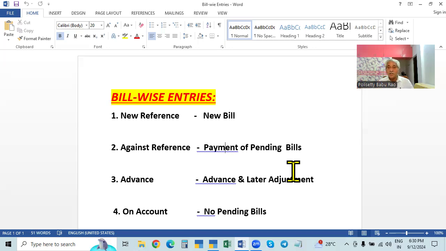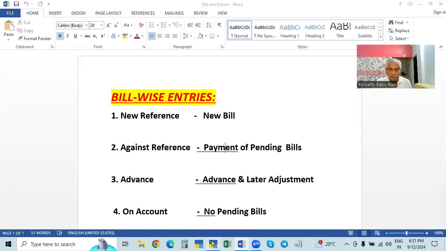When we are making the invoice, we have to adjust the advance, and the balance will be the new reference, that is, the net balance amount. In the customer account, the advance will show on the credit side, the sales will be shown on the debit side of the party, and the balance will be the new reference, the net balance in the account.